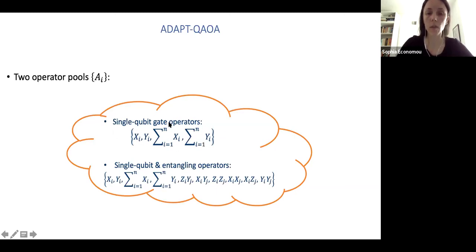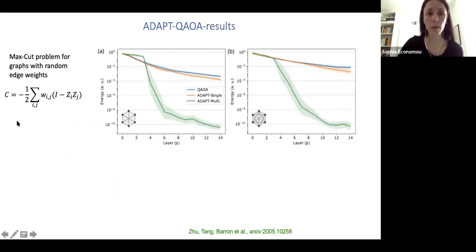One is just using single qubit gates, so giving ourselves a little bit more flexibility than just rotating all qubits by the same amount about the X axis. So here we rotate about other angles and other axes. And you can give yourself a little bit more flexibility by throwing entangling gates into your pool. So these are just 2 qubit entangling gates. And we've shown that you can do much better if you allow yourself to make these changes to QAOA.